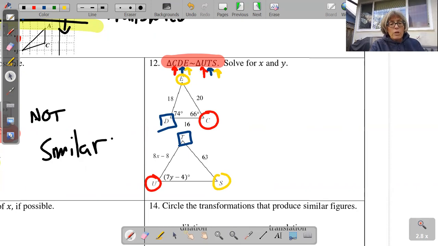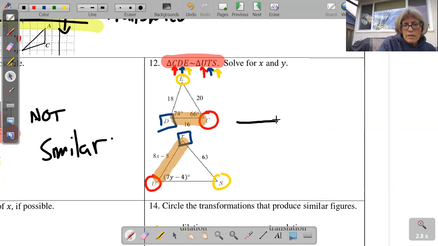All right, now, when you do the similarities, you have to match the order that you go. So, for example, this is red to blue. So it matches red to blue, which is the 16. So I'm going to go bottoms up. 8x minus 8 over 16.